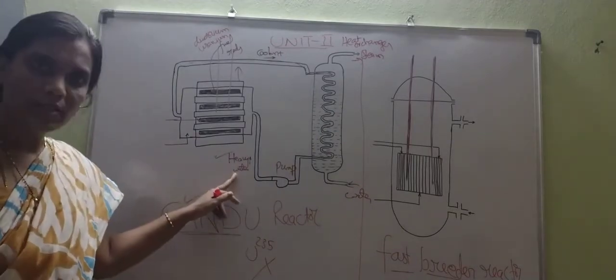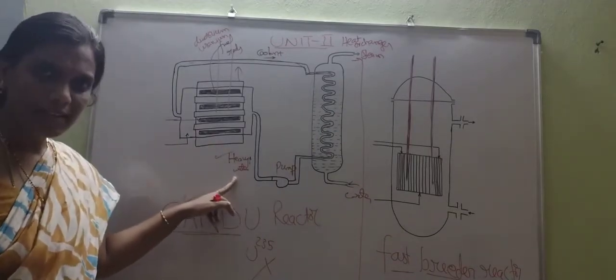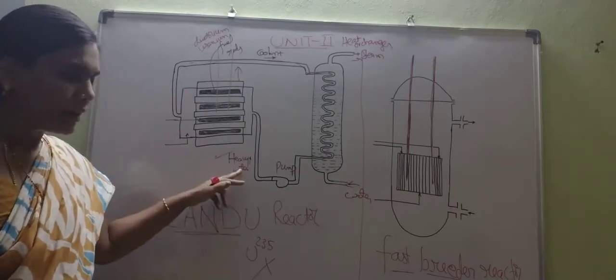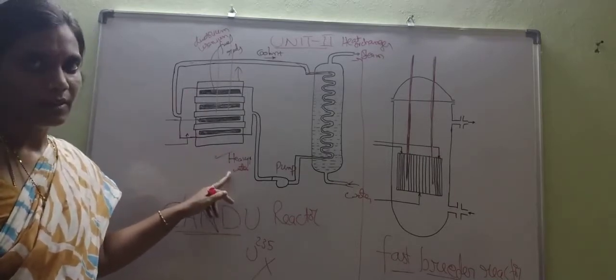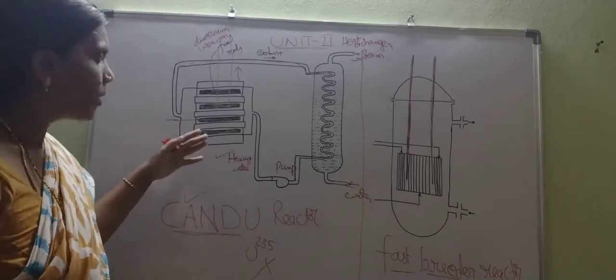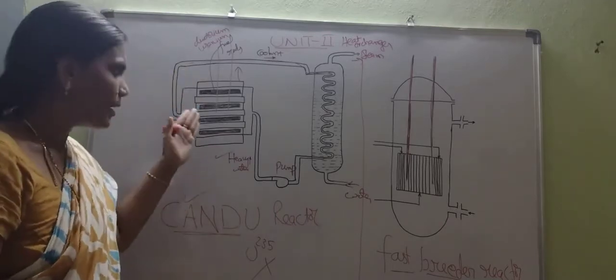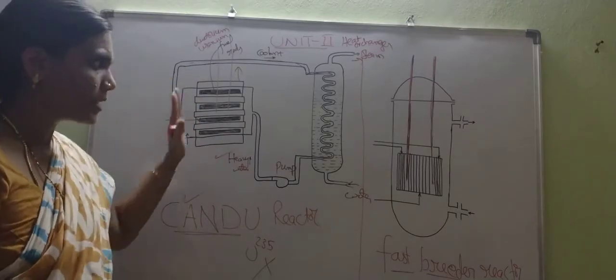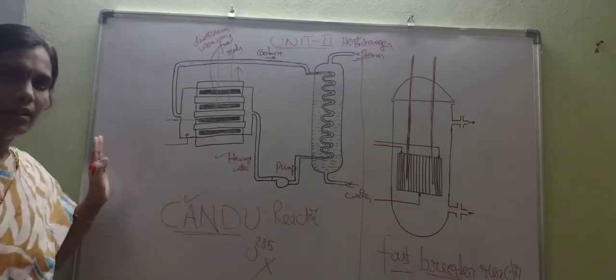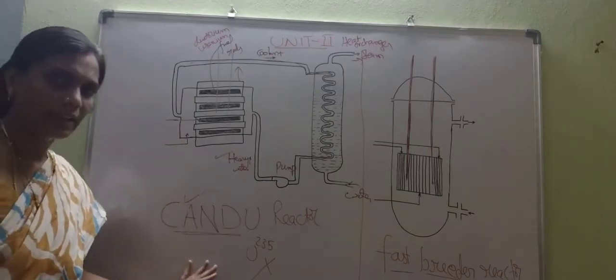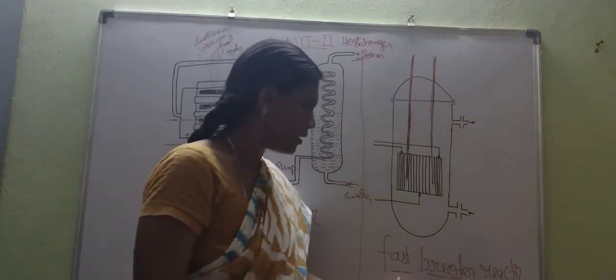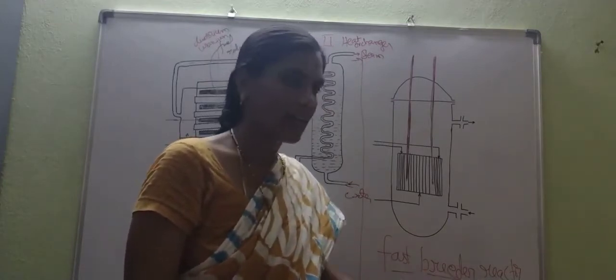So heavy water is used as the moderator as well as the coolant here. Cadmium or boron is used as control rods, and the fuel rods are uranium. This is the basic description of the CANDU reactor. Now coming to the last one, that is the fast breeder reactor.